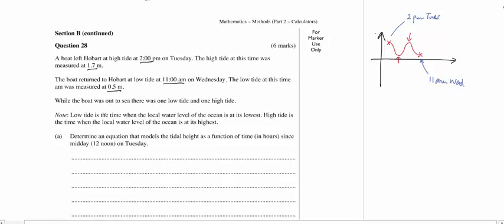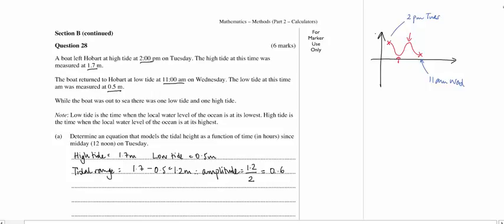All right, so first of all, we know that high tide is 1.7 meters, and we know that low tide is 0.5 meters. So that means that the tidal range, which is the difference between high tide and low tide, is 1.2 meters. Therefore, the amplitude is equal to 1.2 meters divided by 2, because remember the amplitude is half the distance between the minimum and maximum. So we already have an amplitude of 0.6.